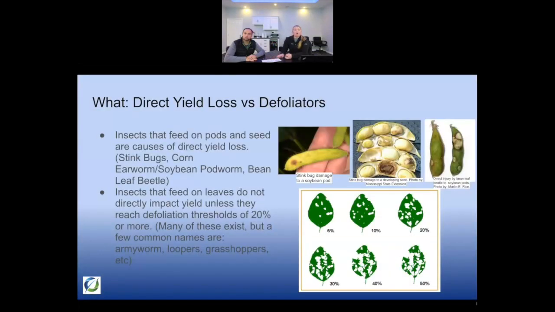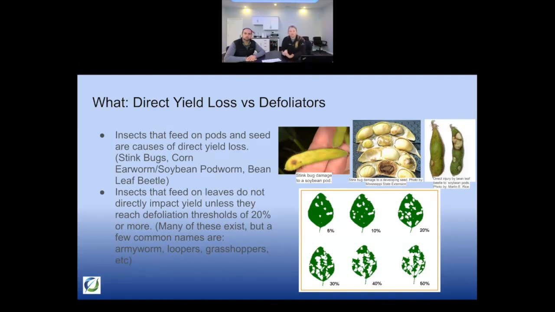So here's the slide that it keeps wanting us to go to. We think of our direct yield loss insects and our defoliating insects and the damage that could have on our soybean crops. Our direct yield loss insects are going to be our stink bugs, and corn earworms, or soybean podworm. Both of those are the same thing. We just sometimes, depending on what crop we're talking about or what circumstance, use different terminology there.